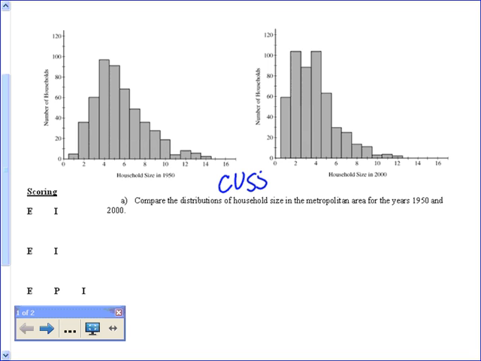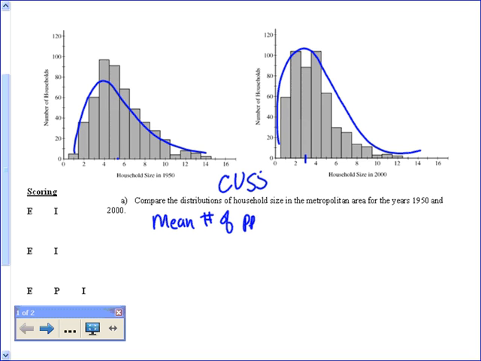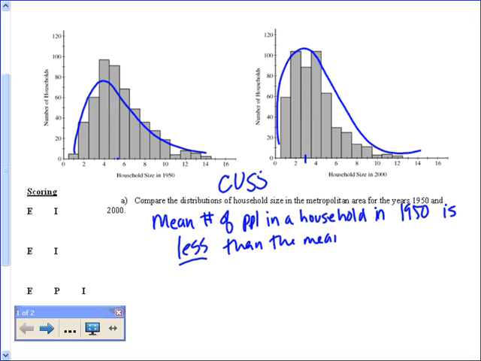First thing, center. If we look at both of these, they both have this skewed shape, except if you look at 1950, it looks like this skew comes a little bit later, maybe towards 5 or 6, whereas this one comes a little bit lower, maybe towards 3 people in a house. So what we're going to say is, it looks like the mean number of people in a household in 1950 is less, so this is the comparative language, than the mean number in 2000.